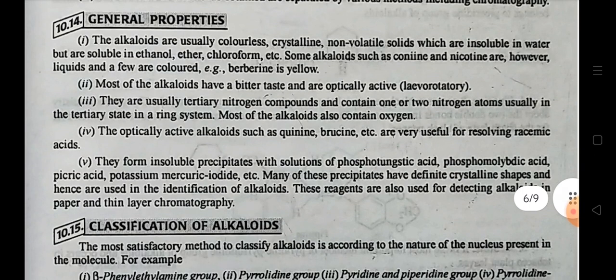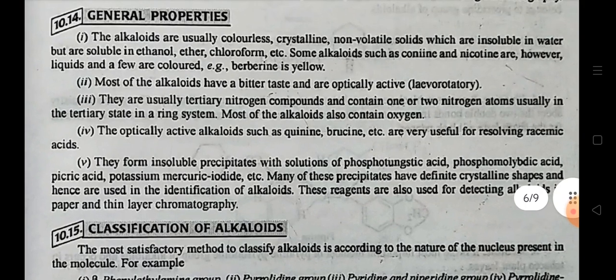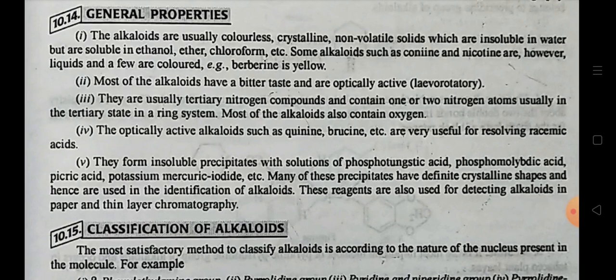General properties. The alkaloids are usually colorless, crystalline, non-volatile solids which are insoluble in water but are soluble in ethanol, ether, chloroform, etc. Some alkaloids such as quinine and nicotine are however liquid and a few are colored. For example, berberine is yellow. Most of the alkaloids have a bitter taste and are optically active, levorotatory. They are usually tertiary nitrogen compounds and contain one or two nitrogen atoms usually in the tertiary state in a ring system. Most of the alkaloids also contain oxygen. The optically active alkaloids such as quinine, brucine, etc. are very useful for resolving racemic acids.